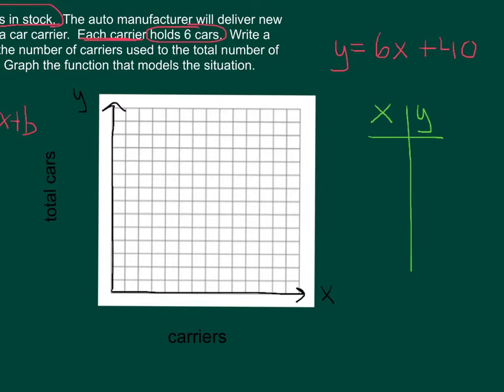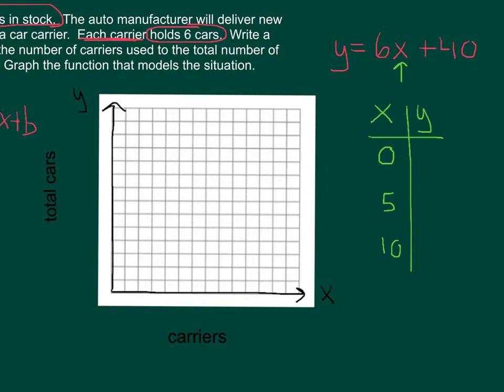So to graph this equation, sometimes the easiest thing to do is just to make an XY table. And let's consider how many cars are at the dealership if 0 carriers come by, or if 5, or if 10 come by. Because if we have 3 points, we can just plot 3 points and then connect them in a straight line. So you're plugging in for x and then solving for y.